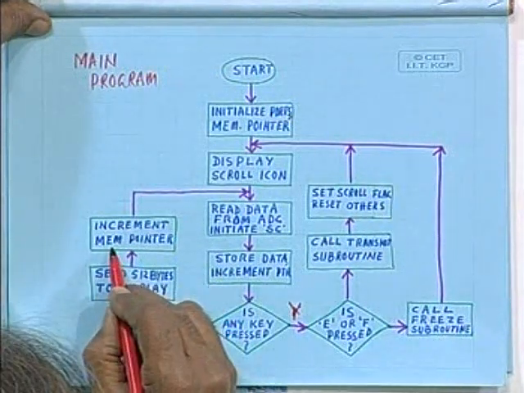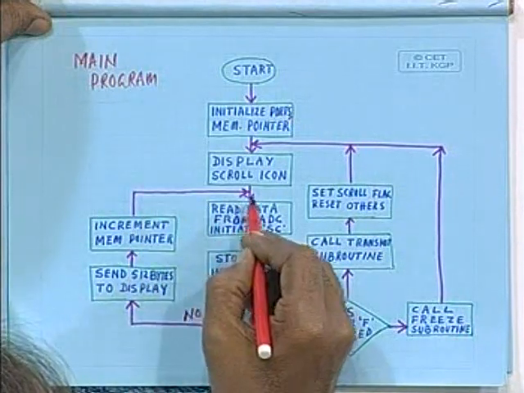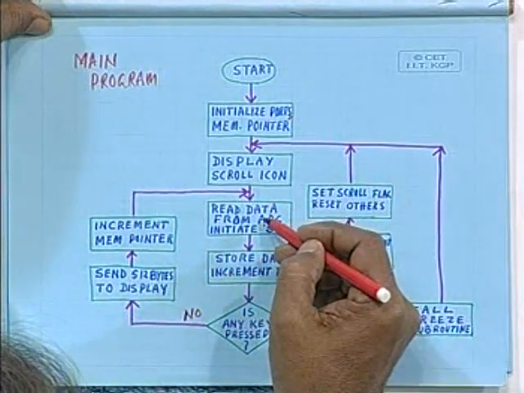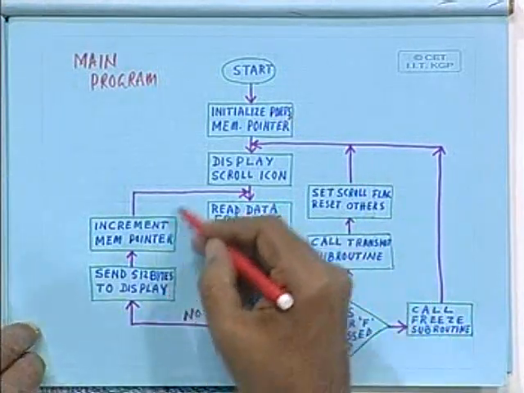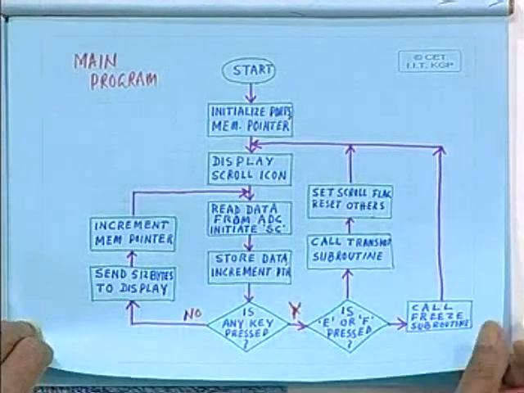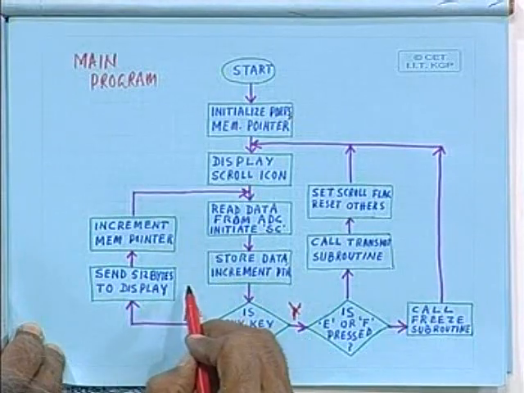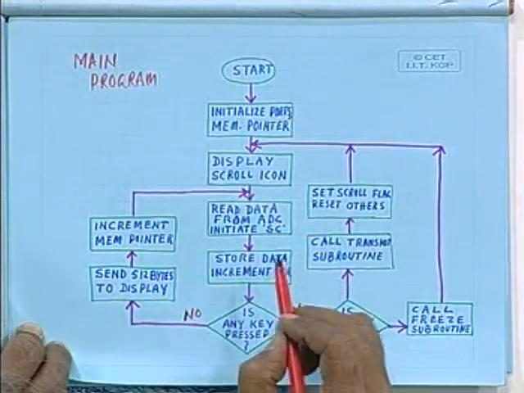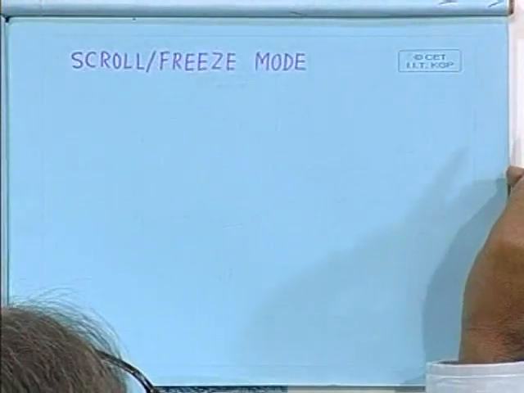Then it increments the memory pointer and goes back to read data from the ADC. So it reads the next data from the ADC. This is how it goes on. Let me explain this particular mode of operation, that is your scroll mode of operation.